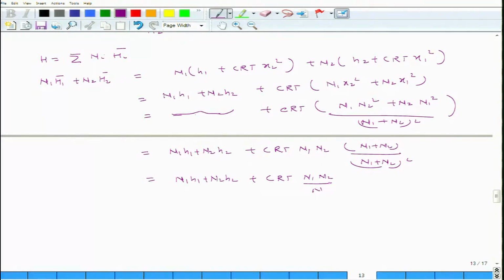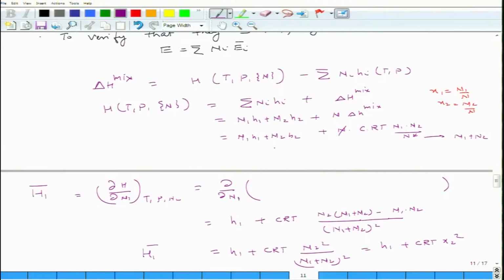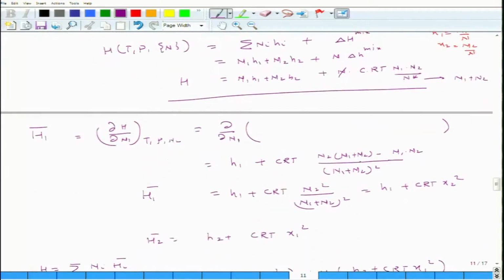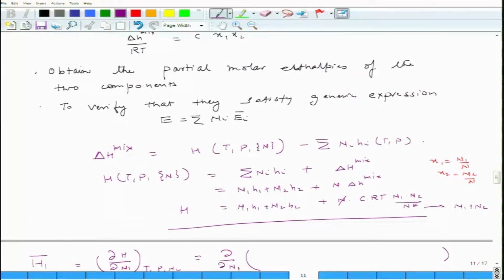So, what we got is the expression N1 H1 plus N2 H2 plus CRT N1 N2 divided by N. Okay. So, this is the expression, and this is exactly the expression that we have here. This is what we had for H. So, this is exactly the expression we had. So, we indeed could show that the partial molar properties of enthalpy satisfy the generic expression of E equal to summation Ni Ei.